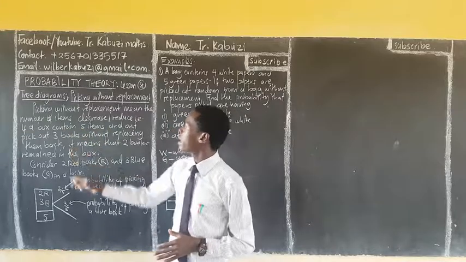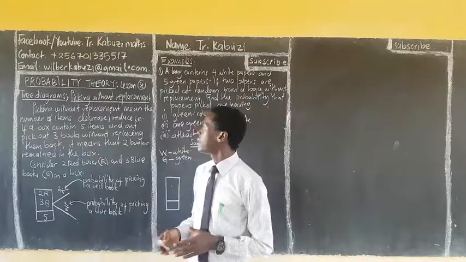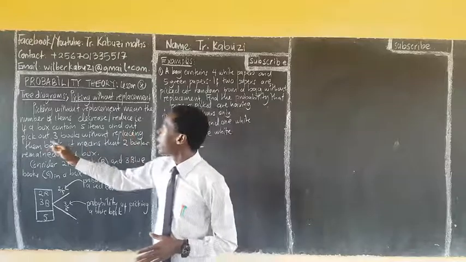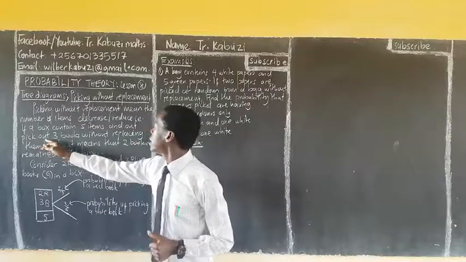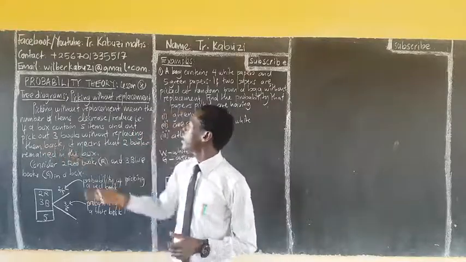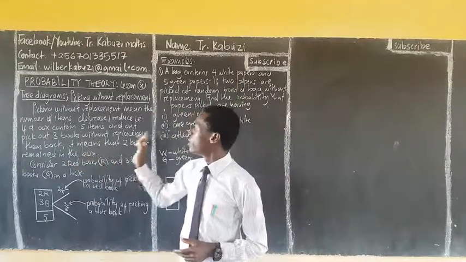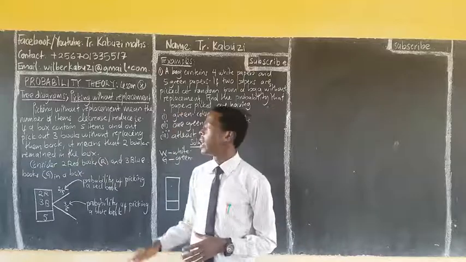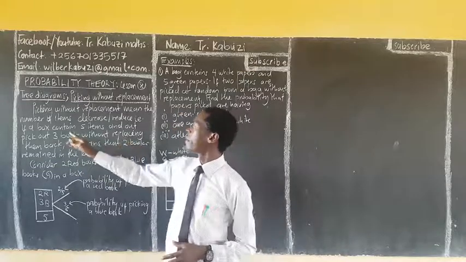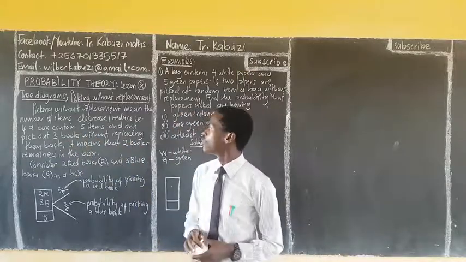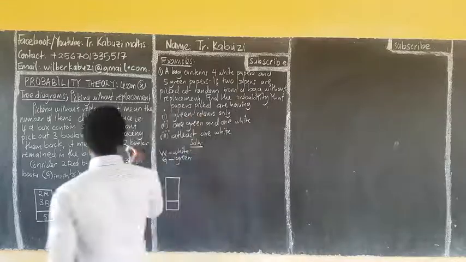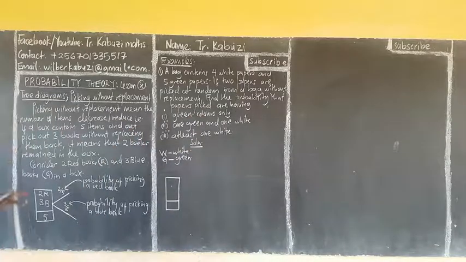If, for example, a box contains 5 items and you pick out 3 books without replacing them back, it means that 2 books remain in that box. So now the number goes from 5 to 2 books.